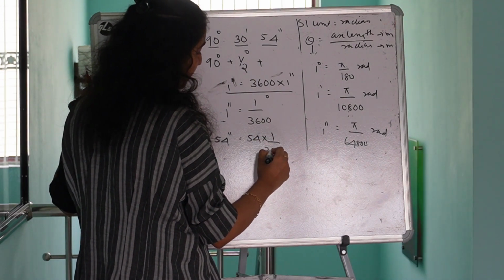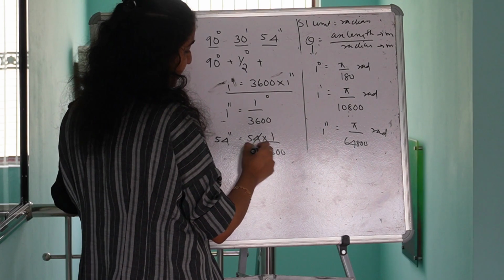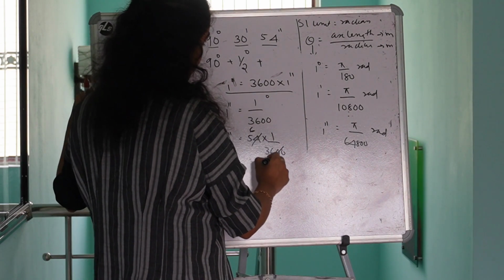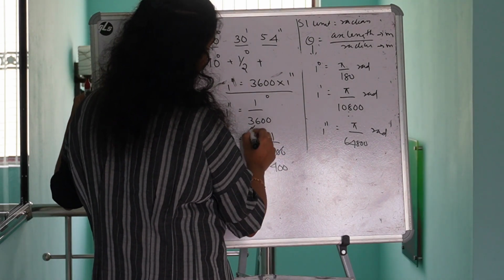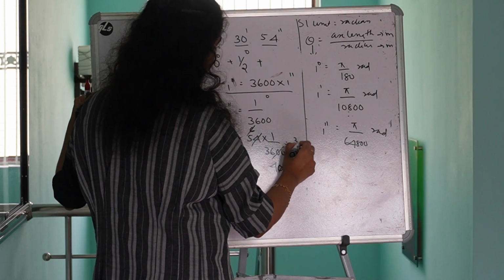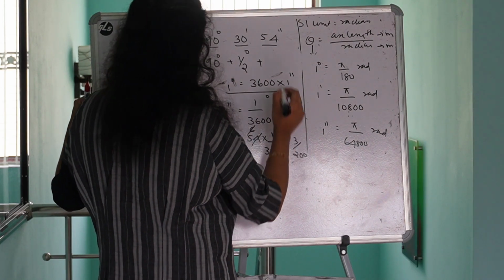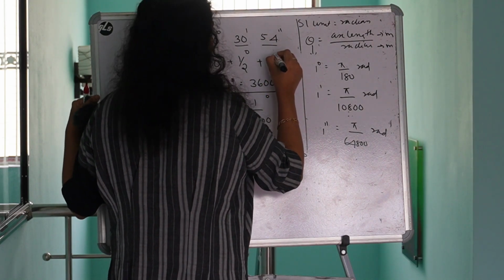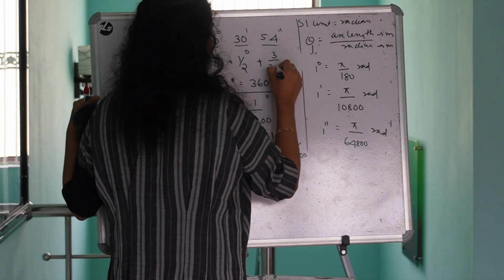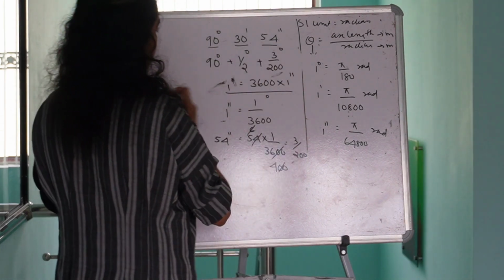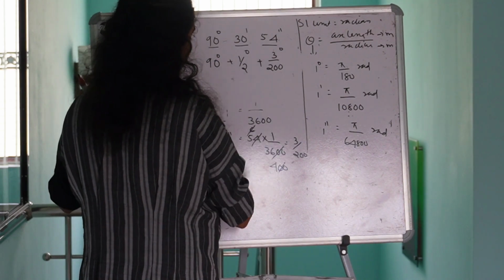54 into 1 divided by 3600. If I cancel I will get 6 over 400. Again if I cancel I will get 3 divided by 200. So what is 54 seconds in terms of degree? 3 divided by 200 degree. Is it clear? Is it clear guys?